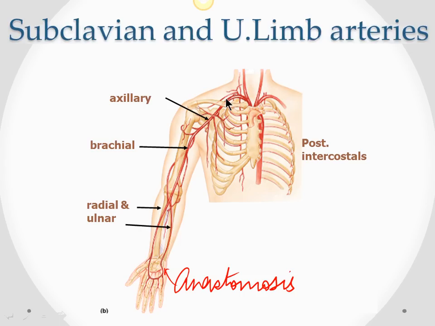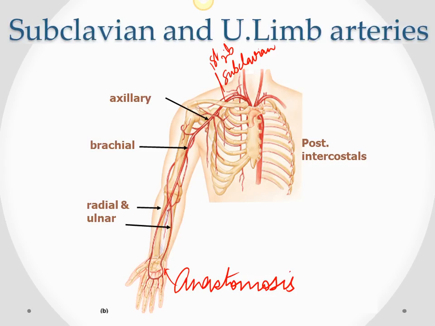This subclavian artery, at the outer border of the first rib, so up here at the outer border of the first rib, I'm going to just say first rib, it just changes its name and it's called the axillary artery. So up to this point it's called subclavian. And there's a landmark, this first rib. At the outer border of the first rib, it becomes the axillary artery.